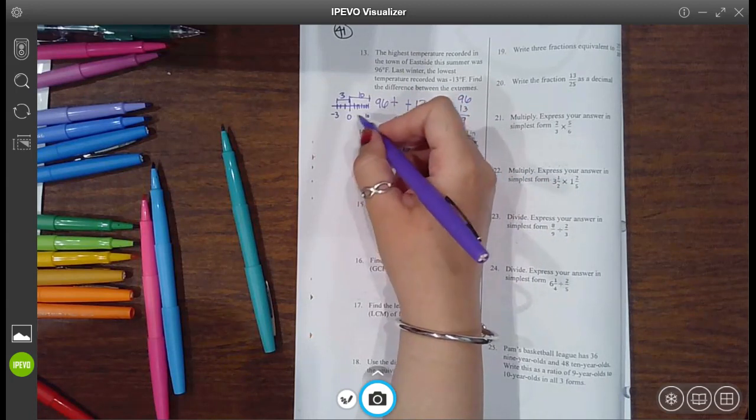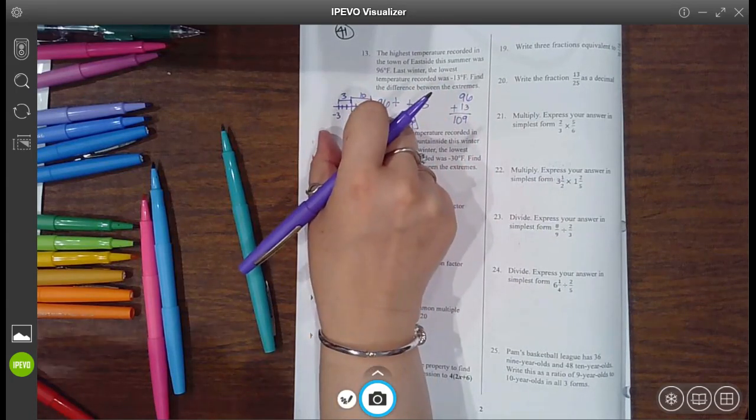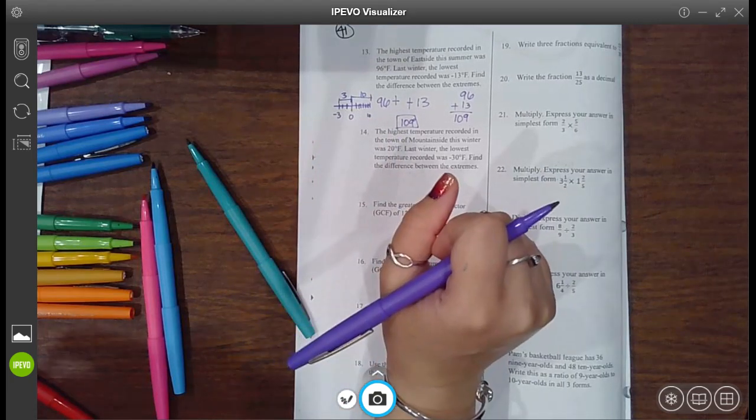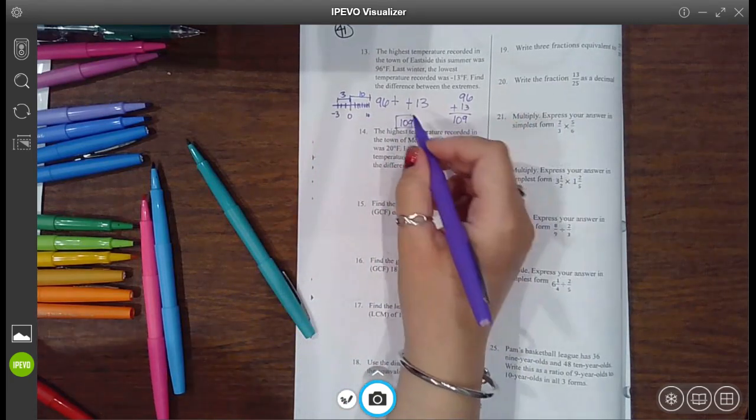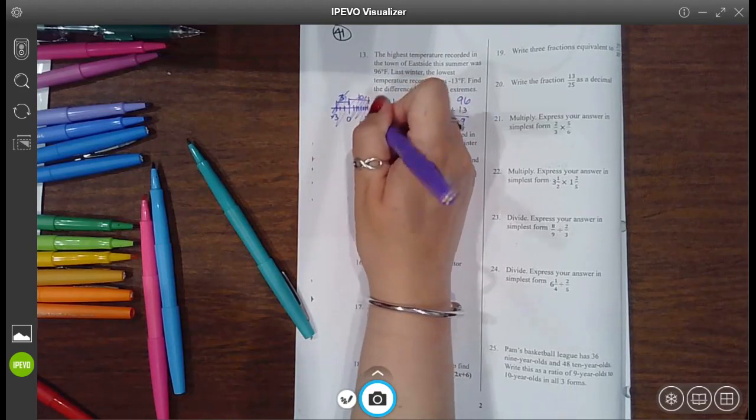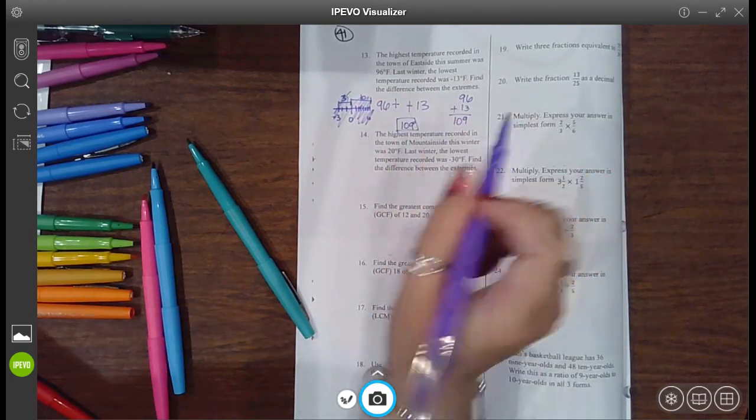So you end up adding those two numbers when you're finding the difference between them, and one's on the negative side and one's on the positive side. Okay, that's like a little visual to show you why we added those, but with smaller numbers. Because no offense, I didn't want to do a number line of 96 and 13.